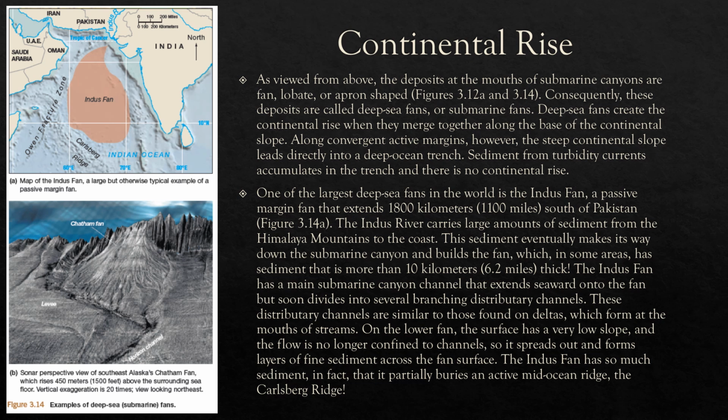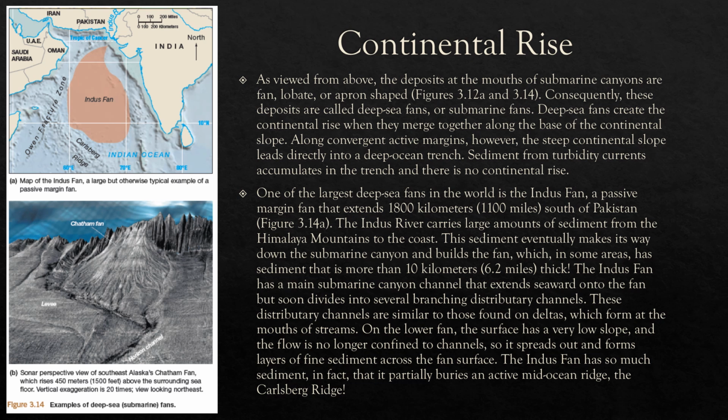As viewed from above, the deposits at the mouths of submarine canyons are lobate or apron shaped, as you can see from the Indus, and consequently these deposits are called deep sea fans or submarine fans. Deep sea fans create a continental rise when they merge together along the base of the continental slope. Along convergent active margins, however, the steep continental slope leads directly into a deep ocean trench, and sediment from turbidity currents accumulates in the trench, so there is no continental rise.